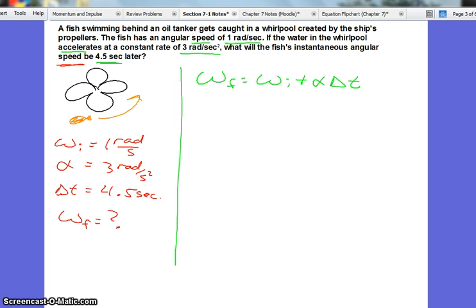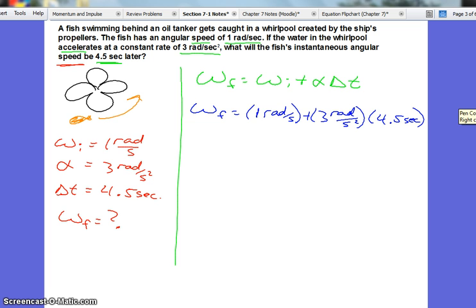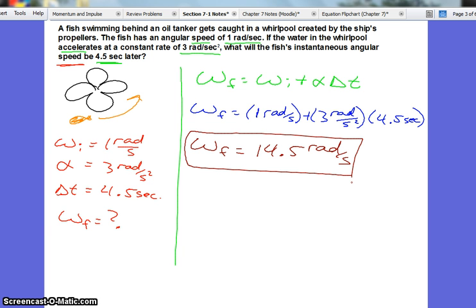Now we can substitute our numbers. So we have 1 radian per second plus 3 radians per second squared times 4.5 seconds. And then we solve for our answer, and we get 14.5 radians per second. So problems really are no different. We solve them the same way as we did in the very beginning.